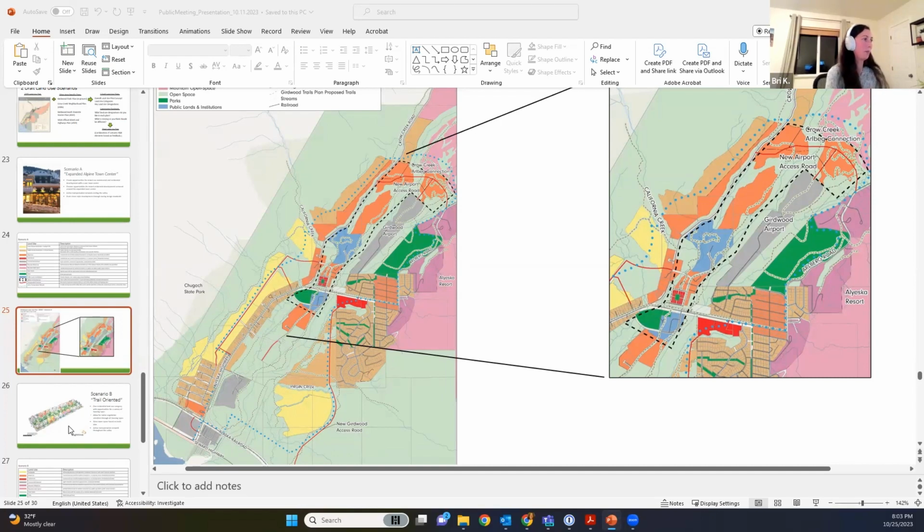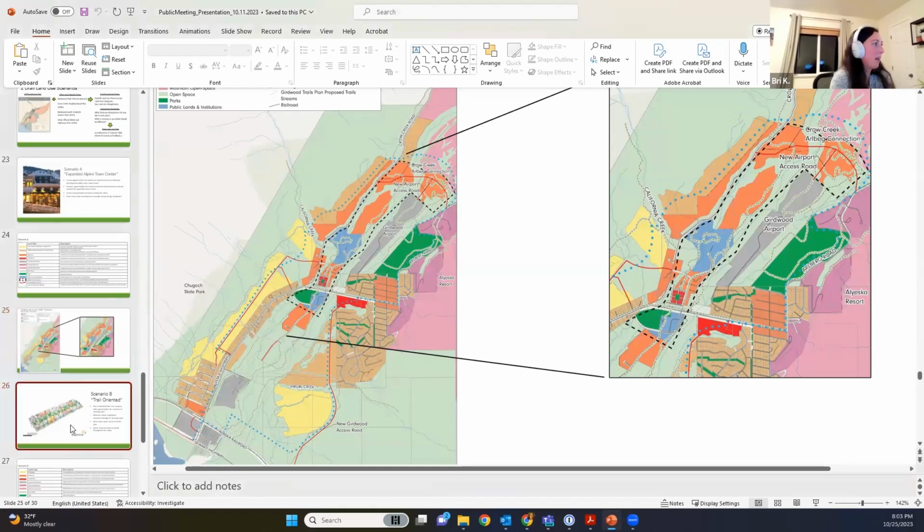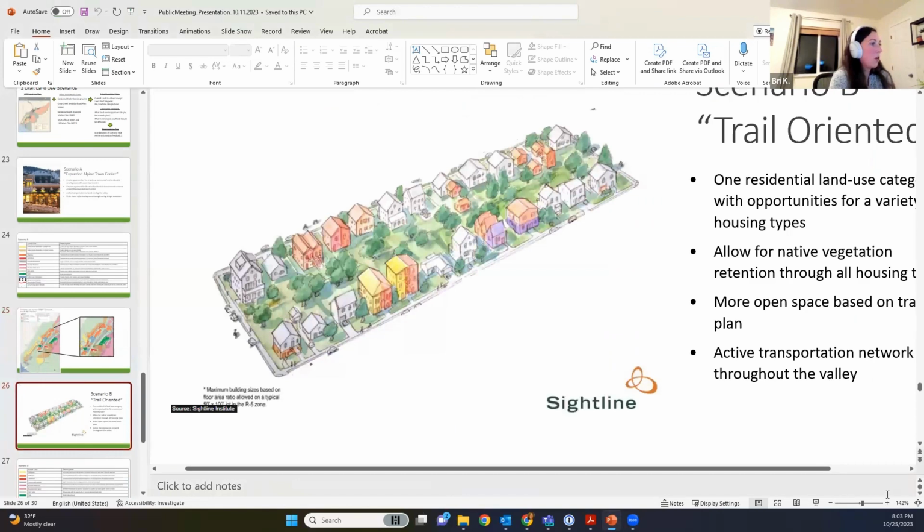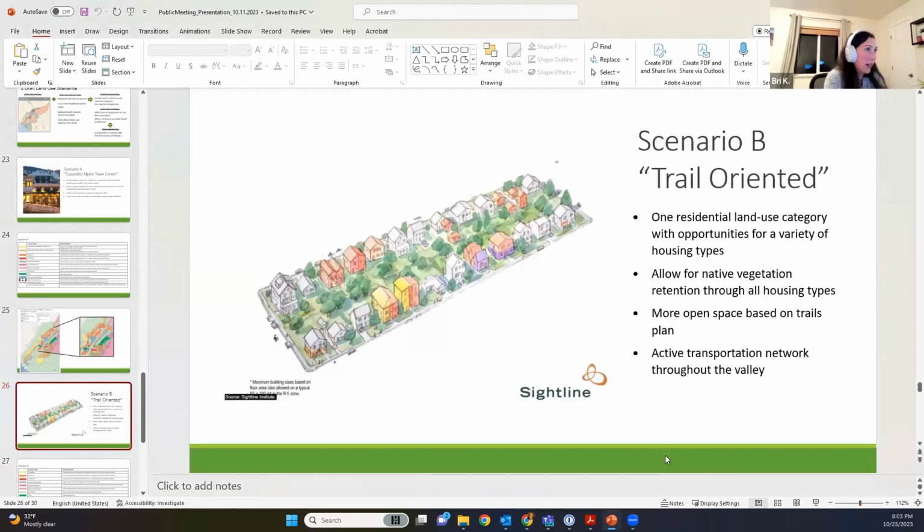Okay, so yeah, we can jump to scenario B. So in this one, we were calling it trail-oriented development. And I think the biggest distinction is that in terms of residential land use, we weren't trying to divide up what's higher density, what's lower density. Instead, we just have one category for residential.